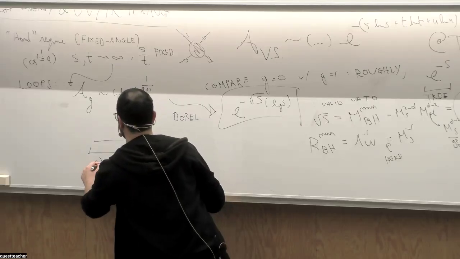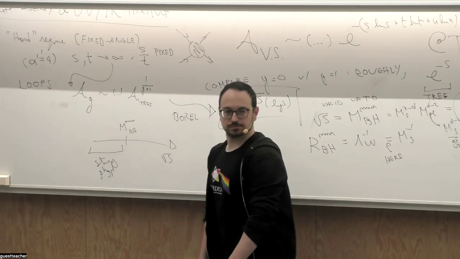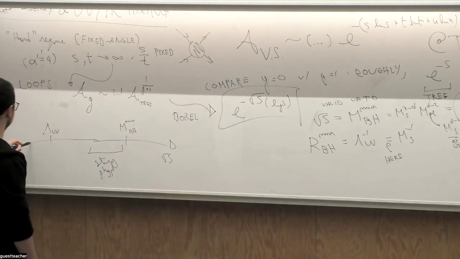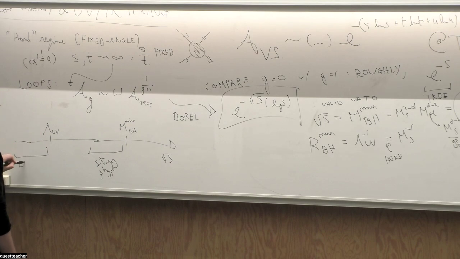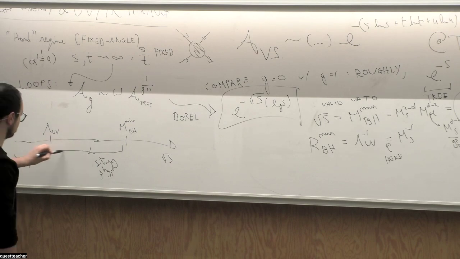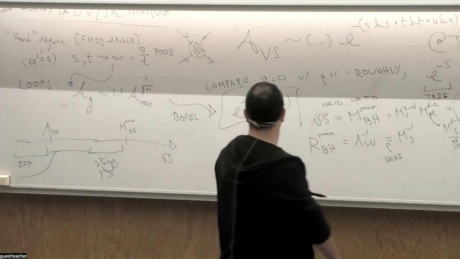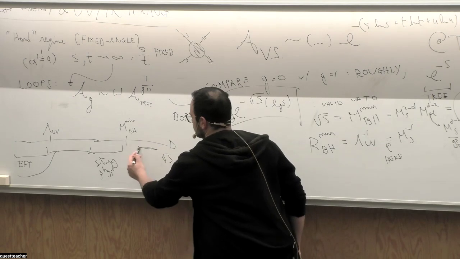This is stringy physics. And then here we have the UV cutoff, and here we have EFT. I mean, of course, this covers everything, but you know what I mean. Now, what should happen here?